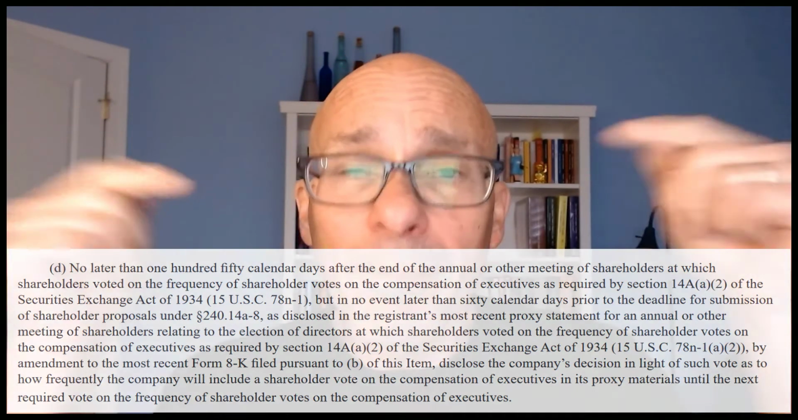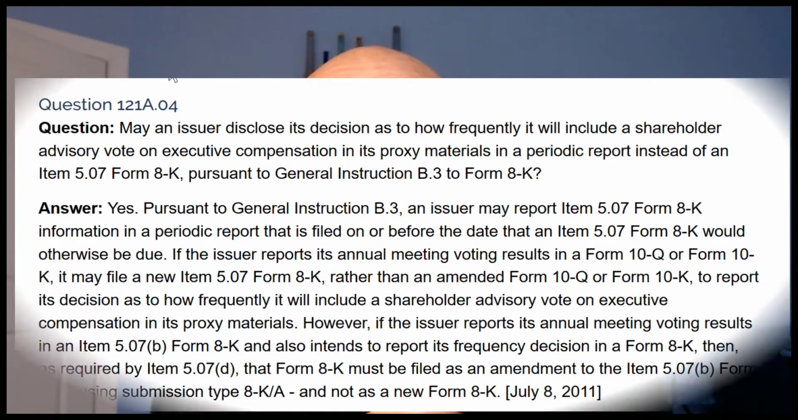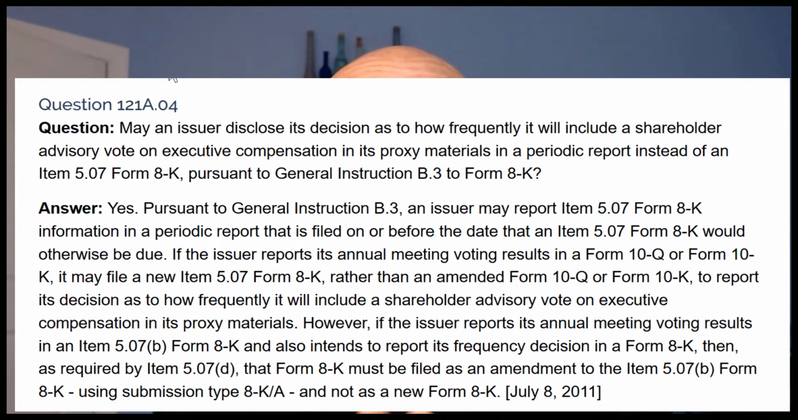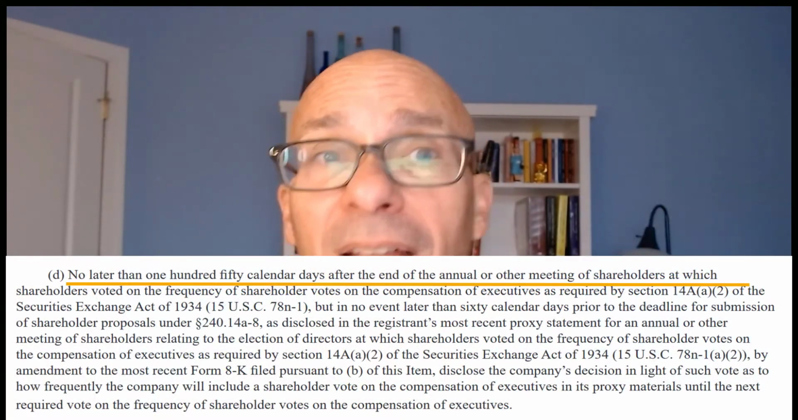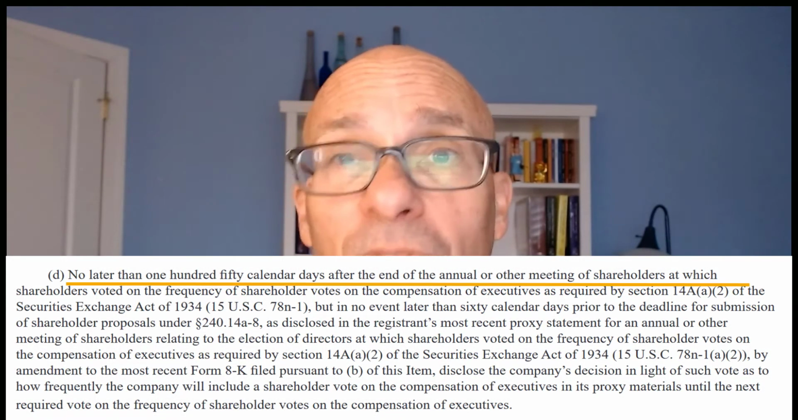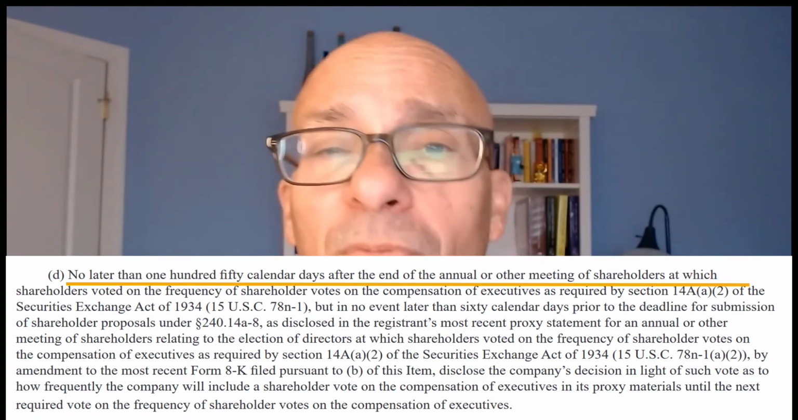If the board has made up its mind already what its say-on-frequency will be going forward. If the board doesn't know just yet, it must be included in an amendment to the Form 8-K, not in a new 8-K, an amendment to the Form 8-K. There's a difference. And see this guidance from the SEC about that: the amendment is filed no later than 150 calendar days after the end of the annual meeting, but no later than 60 calendar days prior to the deadline for submission of shareholder proposals for your next annual meeting under Rule 14a-8.